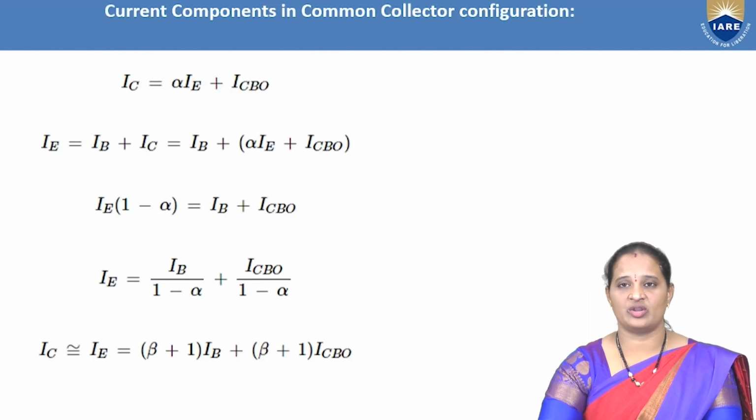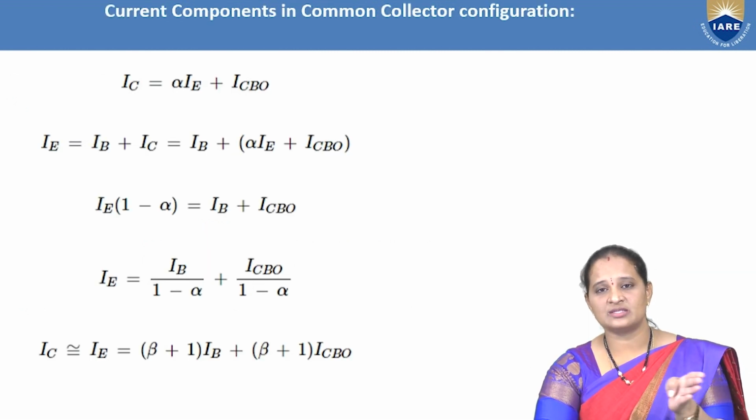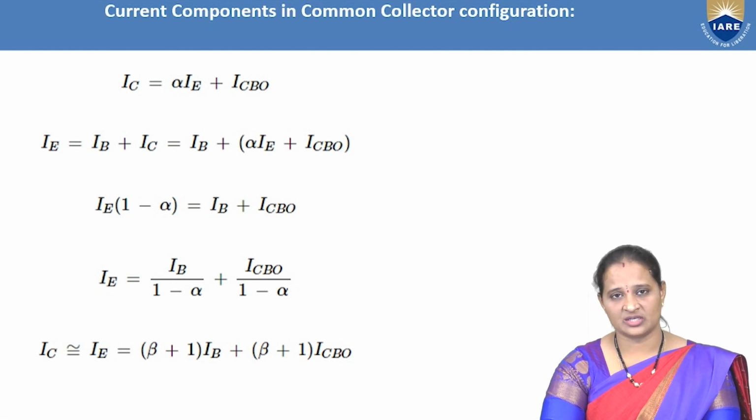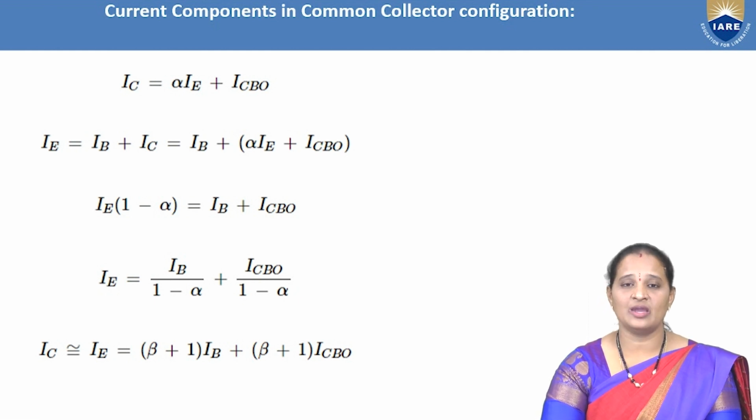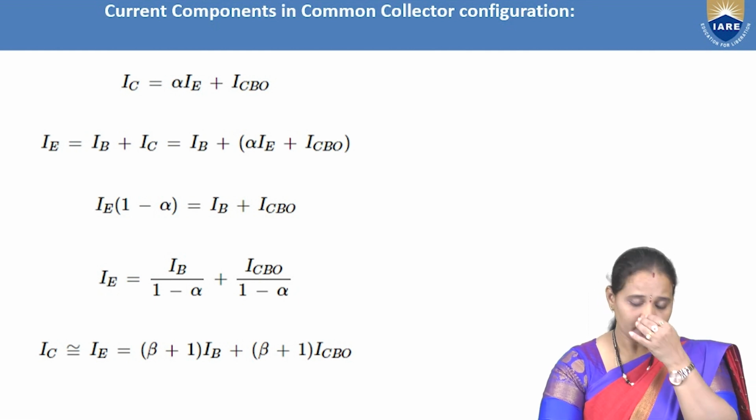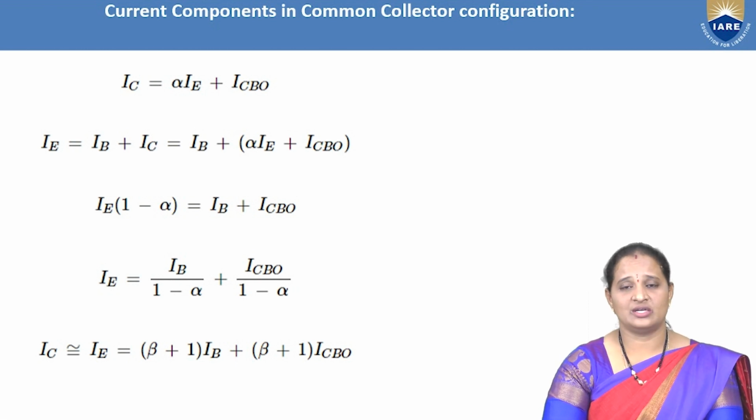So one thing you have to remember: the current gain is calculated from the transfer characteristic curve, input impedance is calculated from the input characteristic curve, and output impedance is calculated from the output characteristic curve. Now let us have a discussion on the current components in the common collector configuration.